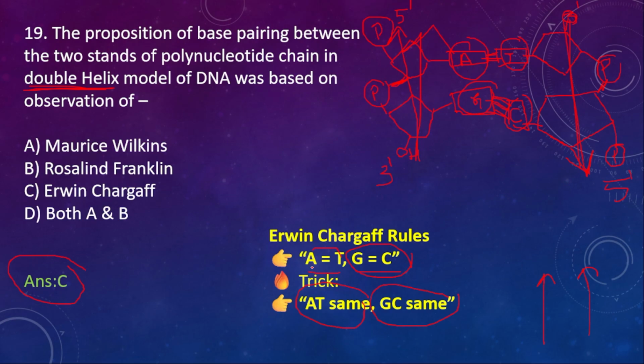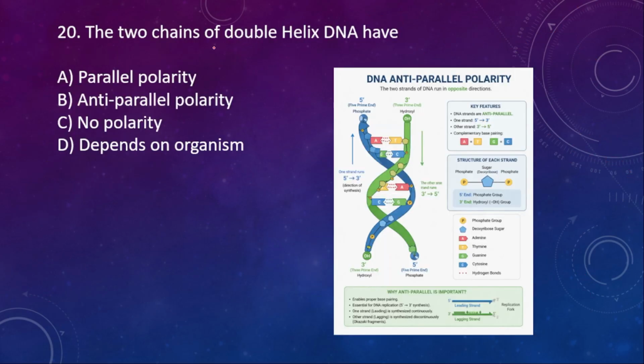Keep in mind, always adenine pairs with thymine with 2 hydrogen bonds. Guanine pairs with cytosine with 3 hydrogen bonds. So this is about the Chargaff rule. Next, 20. The 2 chains of double helix DNA have parallel polarity, anti-parallel polarity, no polarity, or depends on the organism. Just now I explained that in detail, that is anti-parallel polarity.